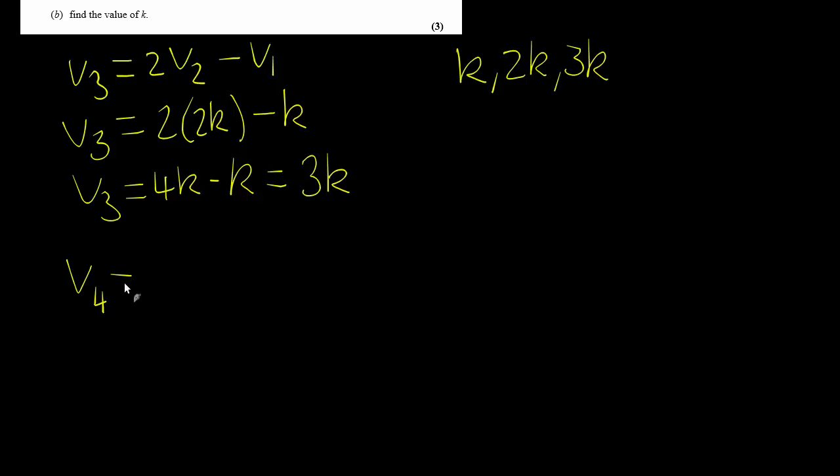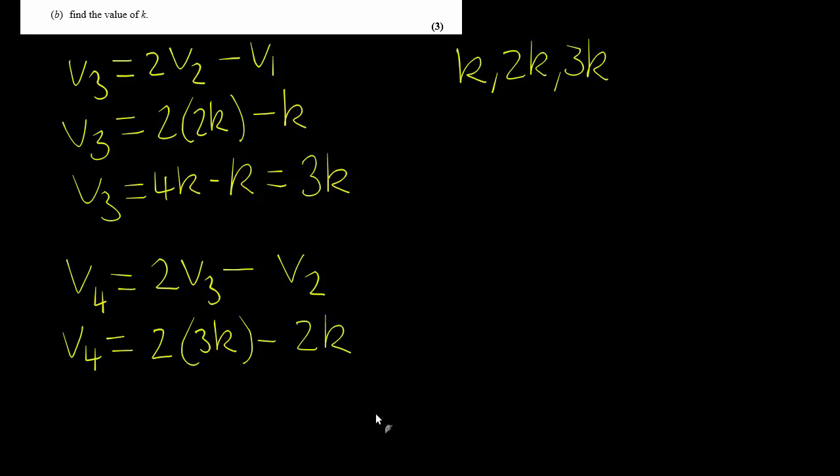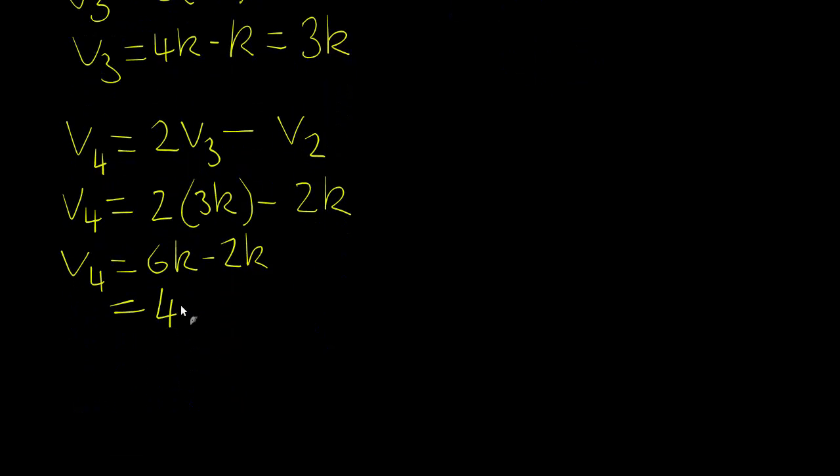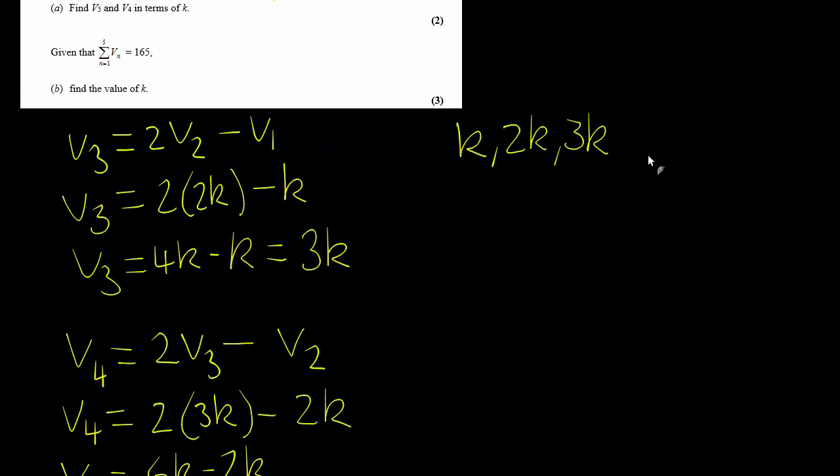Well, V4 is equal to 2 lots of V3, take away V2. We know now V3, the third term, is 3k, so we're looking for 2 lots of 3k, and V2 is 2k. So that gives us V4 is 6k minus 2k, so V4 equals 4k. That works out like that. So that's part A done. We found V3 and V4.